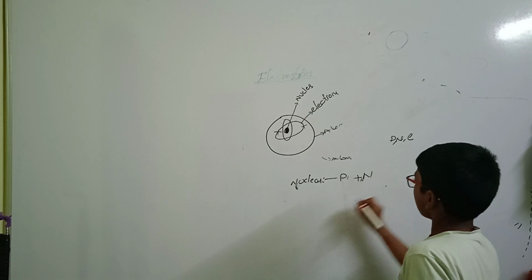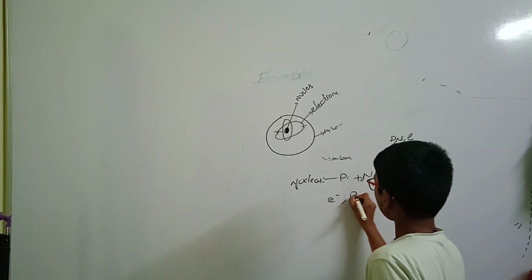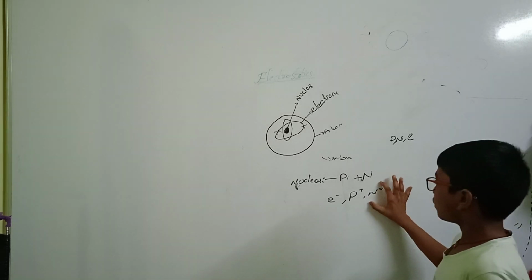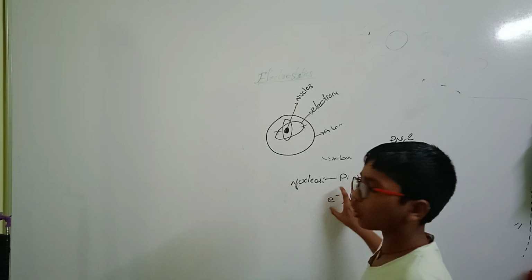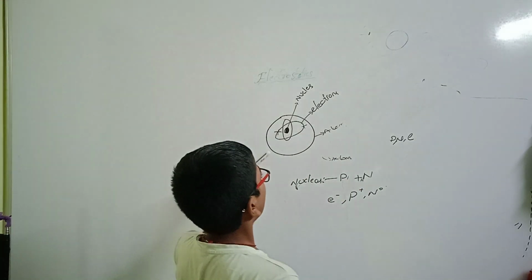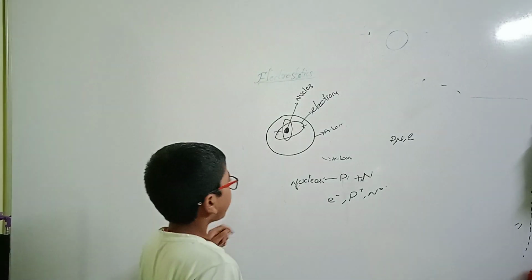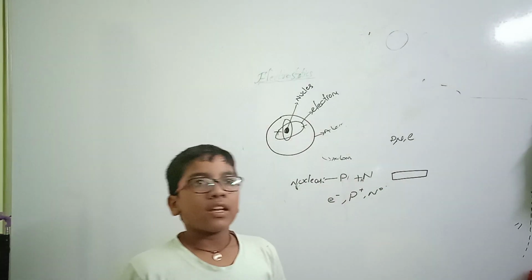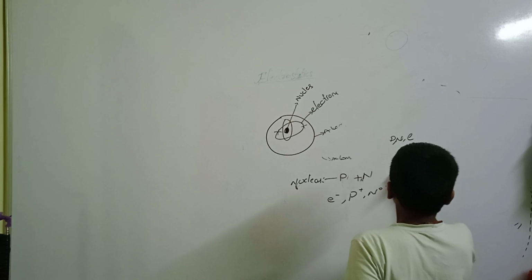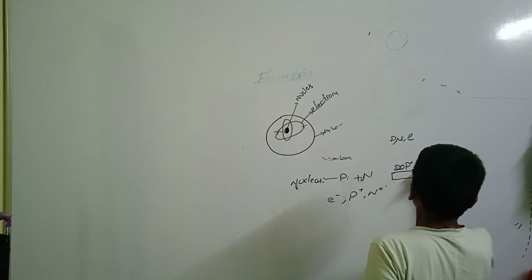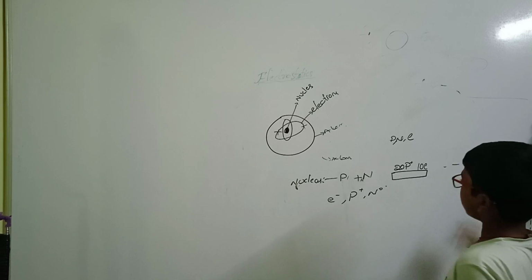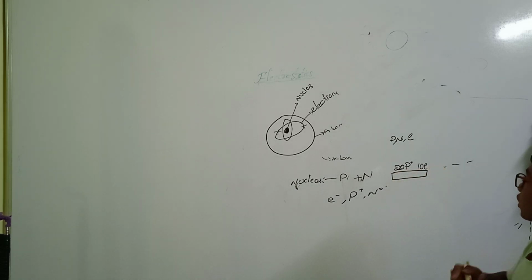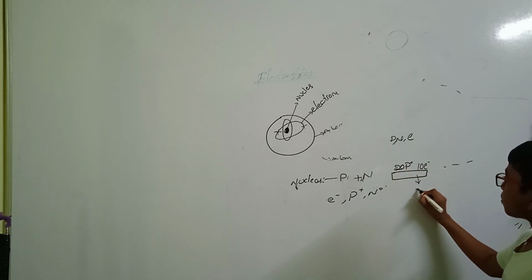What are the charges? Electron is negative, proton is positive, and neutron is neutral. These are the charges of the three. Okay friends, if we take a body that contains so many atoms, for example 20 protons and 10 electrons and any neutrons, you can observe the protons are more than the electrons, which means the charge of this body is positive.